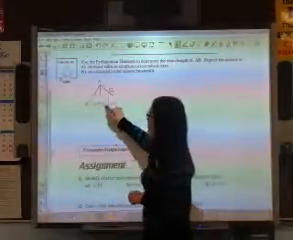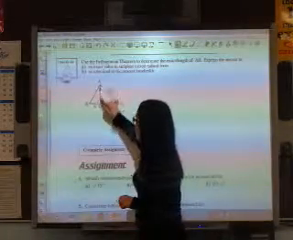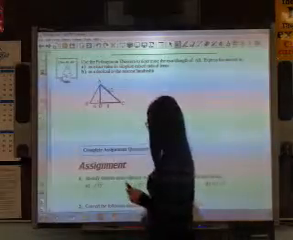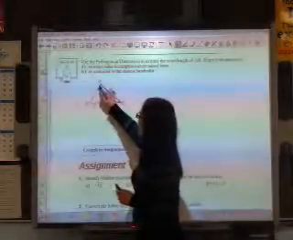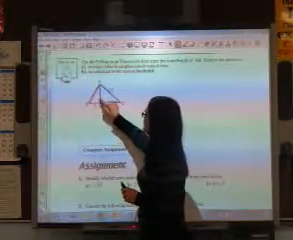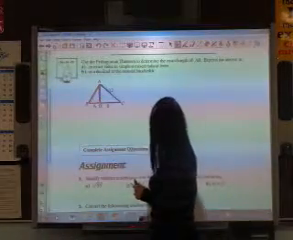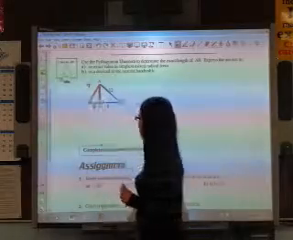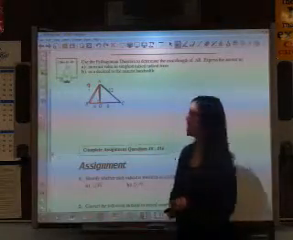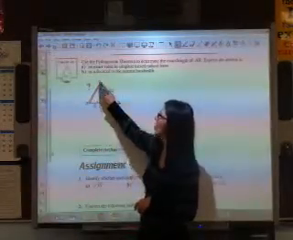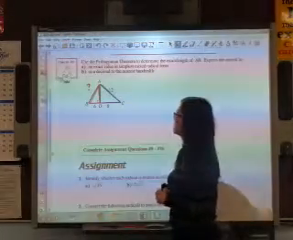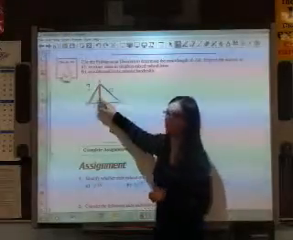So I can't use triangle ABC, but I could use triangle ABD and triangle ADC. So if this is what I'm trying to find out, and I want to use Pythagoras' theorem, what do I need to know about triangle ABD? I need length BD and length AD. I need AD. So how do I find AD?